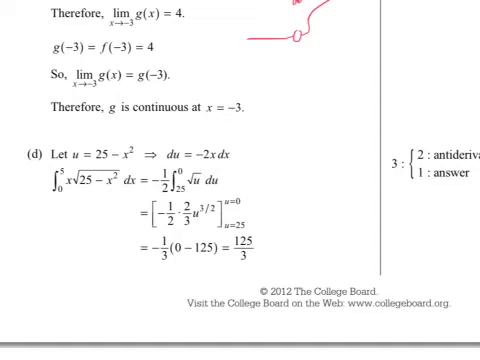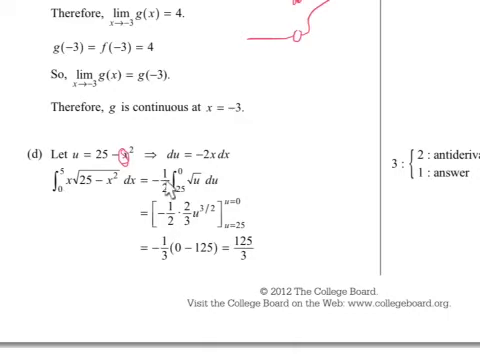Do you understand they plugged in 5 right here? And then they also plugged in 0? Got it? When you plug in 0 and 5 right there, when you plug in 5, you get 0. When you plug in 0, you get 25. They changed the interval.